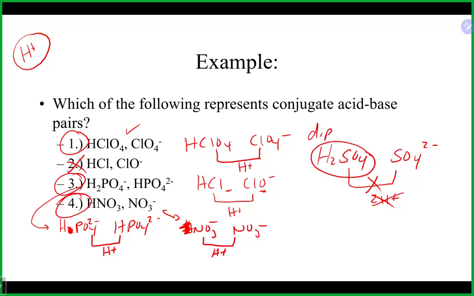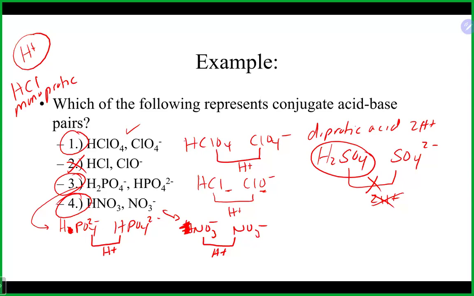a diprotic acid. It has basically two hydrogens to give. That's different than, say, HCl, which is known as a monoprotic acid. It has one H plus basically to give, mono being one, or even H3PO4, which is a triprotic acid.